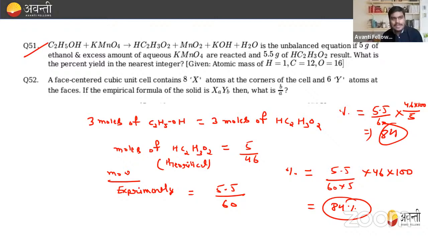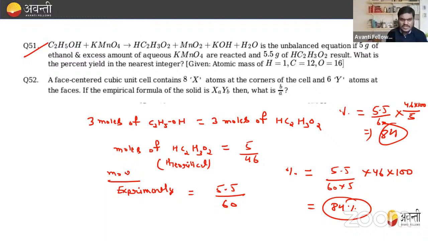Okay, now let's move to the next question, that is question number 52. What does question number 52 state, beta? A face centered cubic unit cell contains 8 X atoms at the corners of the cell. We know that the contribution of the corner of the cell is 1 by 8 into 8, so the total number of atoms is 1. And 6 Y atoms at the faces. If the empirical formula of the solid is XaYb, then what is B by A?